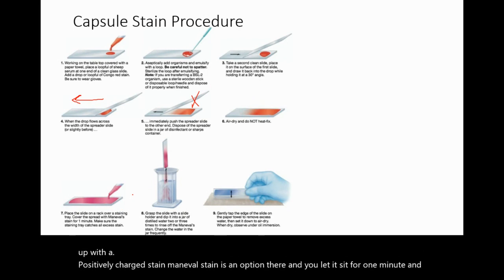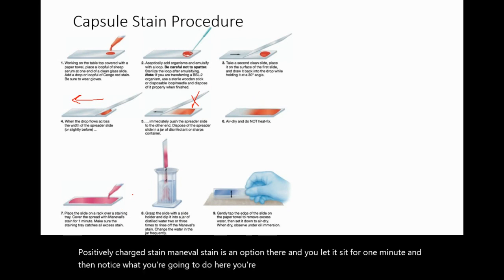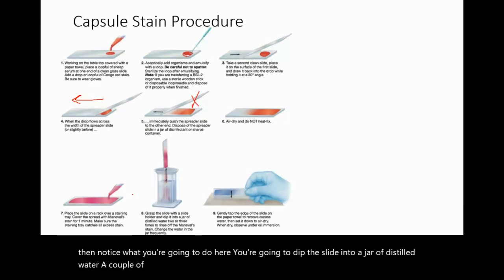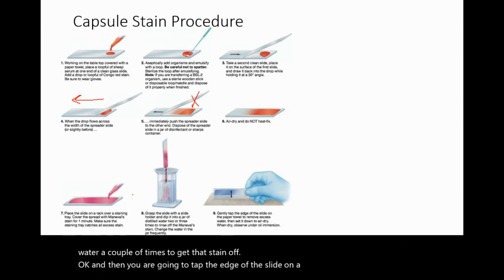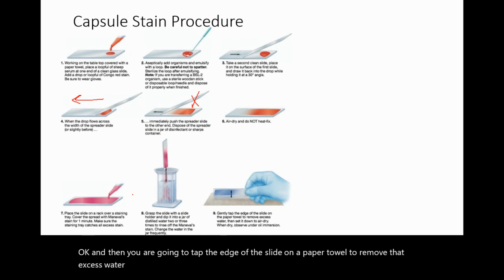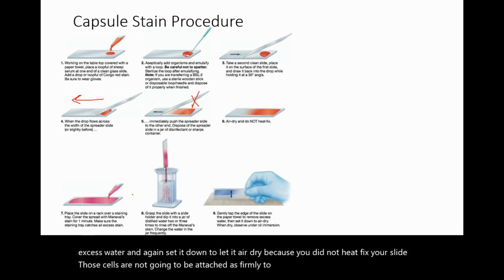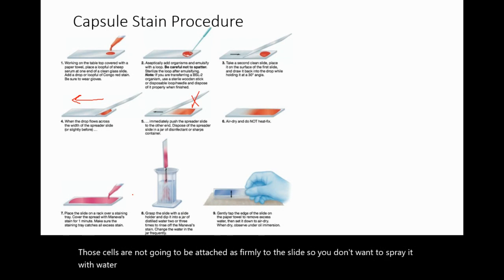Then notice what you're going to do here. You're going to dip the slide into a jar of distilled water a couple of times to get that stain off. Then you are going to tap the edge of the slide on a paper towel to remove that excess water, and set it down to let it air dry. Because you did not heat fix your slide, those cells are not going to be attached as firmly to the slide. So you don't want to spray it with water, and you don't want to blot it dry either. So there's a lot of sit and wait for this stain because you have to let it air dry.